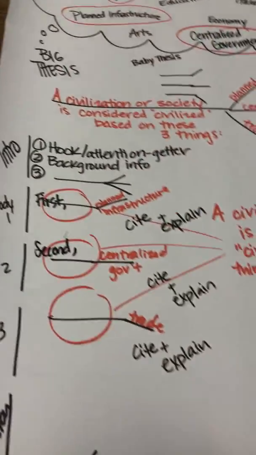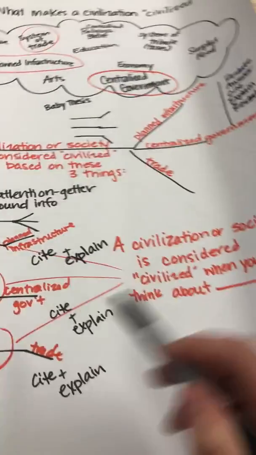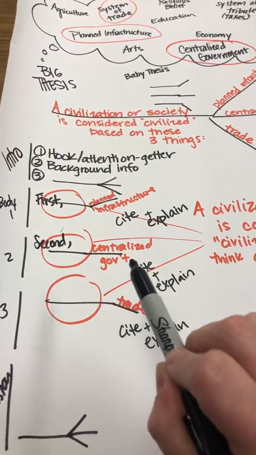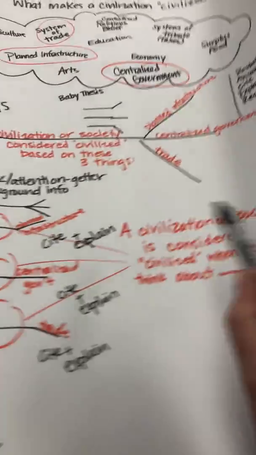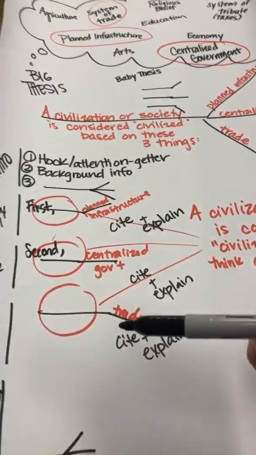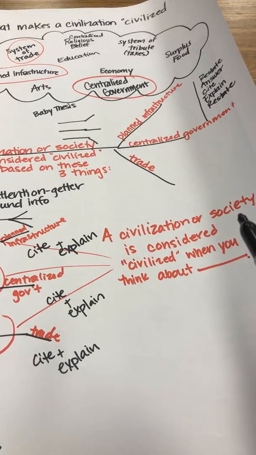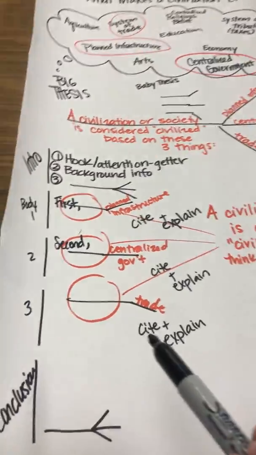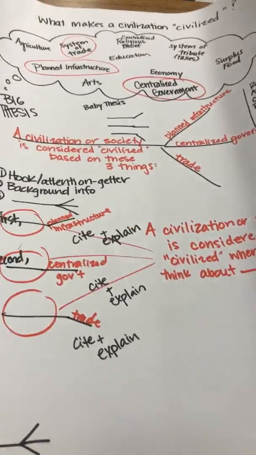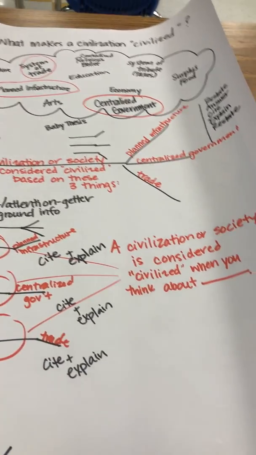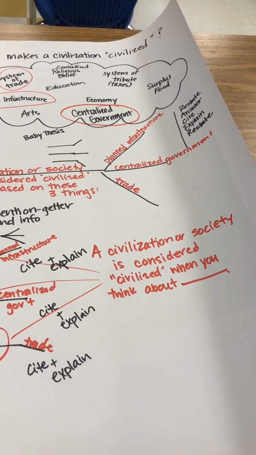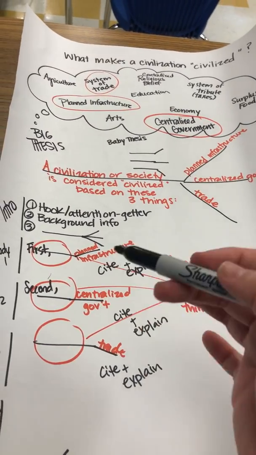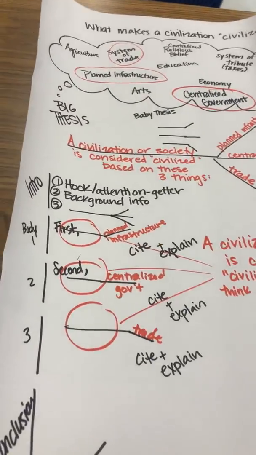Maybe you're the kind of person that wants to say then or next, comma. Same phrase, a civilization or society is considered civilized when you think about centralized government. Cite and explain, cite and explain. After you put this, you have to cite and explain it before moving on to the next paragraph. Last one, a civilization or society is considered civilized when you think about trade. For example, in the text or in document B, I see a picture of this. That's my citation. My explanation would then be, this makes me think about trade or centralized government or whatever you're talking about because, and then they can explain it in their own words.